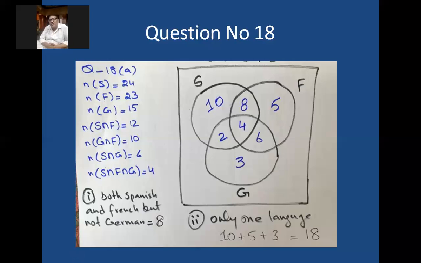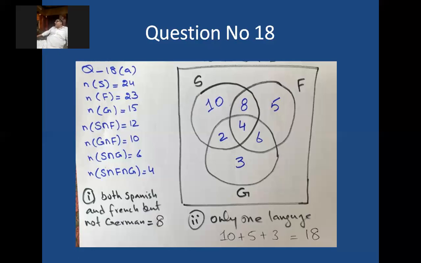Hopefully you have understood. The question was both Spanish and French, but not German. Common to Spanish and French, but German should not be included. So that is 8. 8 is the answer. Only one language: these 10 people, these 5 people, and these 3 people are only speaking one language. So that will be 10 plus 5 plus 3, and that will be 18.